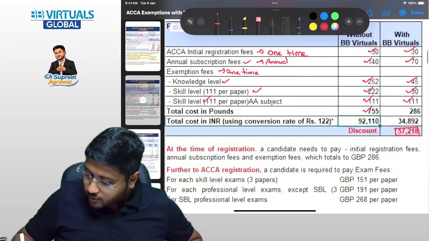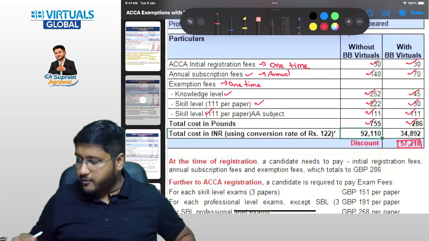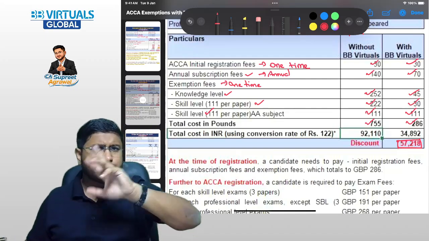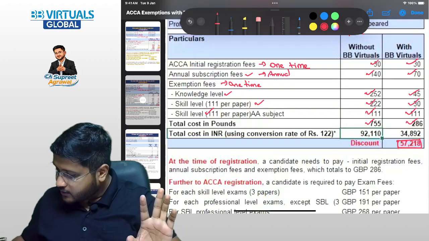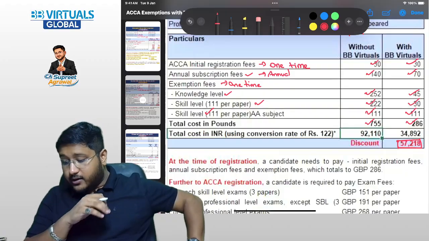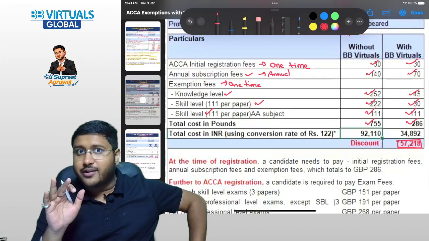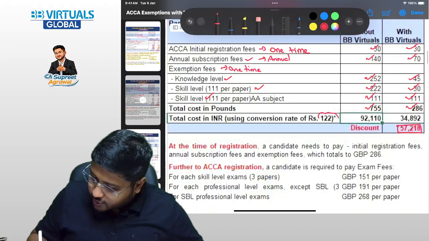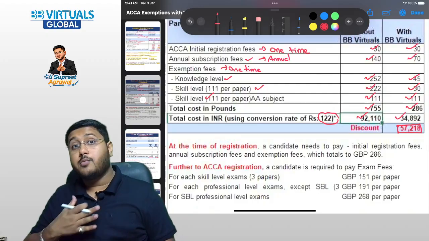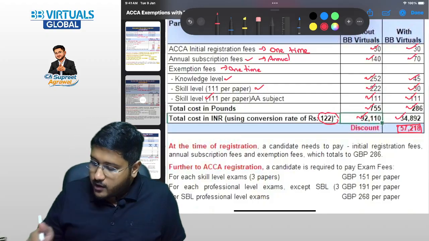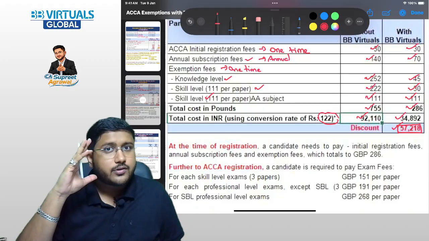So the total cost in pounds is 755 without BB Virtuals and only 286 with BB Virtuals. So assuming an exchange rate of 100 rupees, 755 minus 286 gives us a direct discount of 46,900 rupees, and we all know that the exchange rate is not 100 anymore, right? So assuming a conversion rate of 122, the total cost is 92,000 approximately, but with BB vouchers it's only 34,000. So the discount that you get is 57,218 rupees, my dear friends, and that's huge, right?